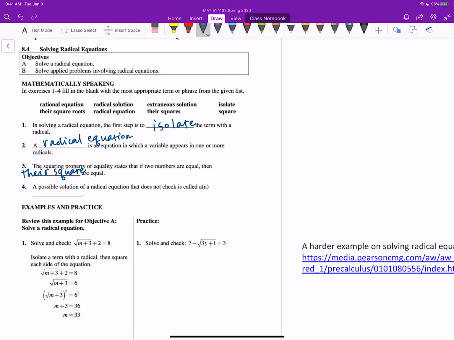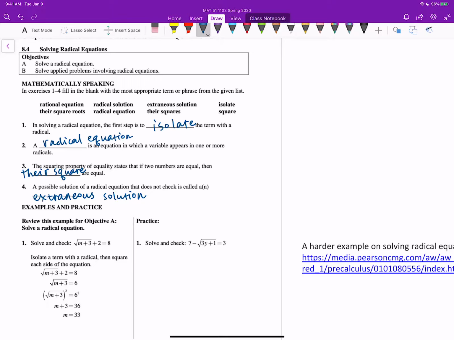Number 4. A possible solution of a radical equation that does not check is called an extraneous solution. So it's the solution that's not valid. Extraneous solution.